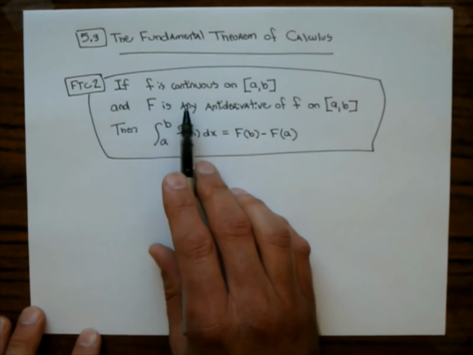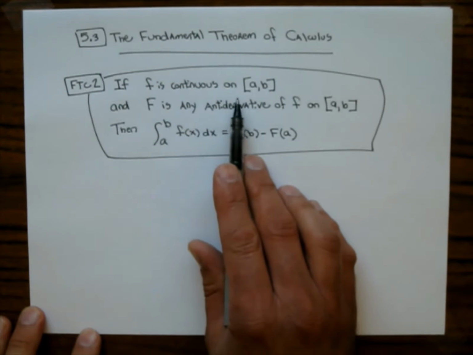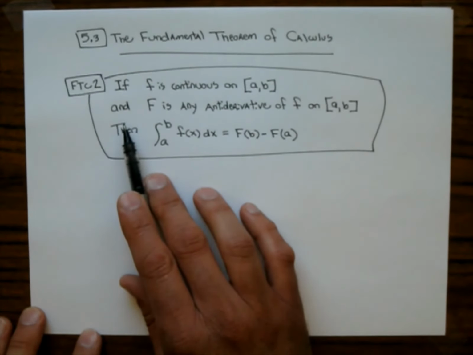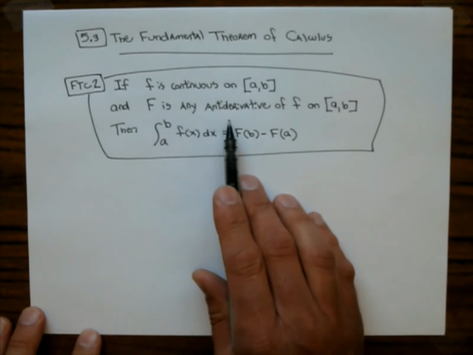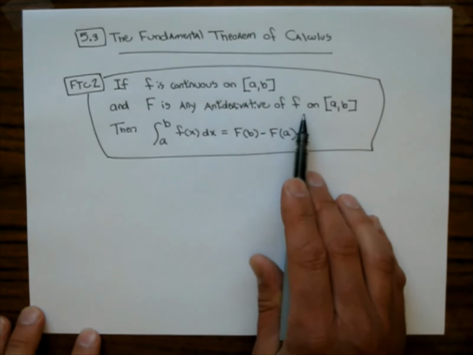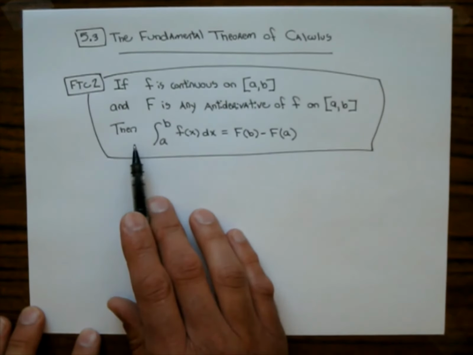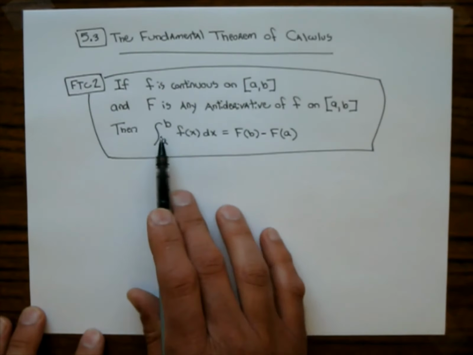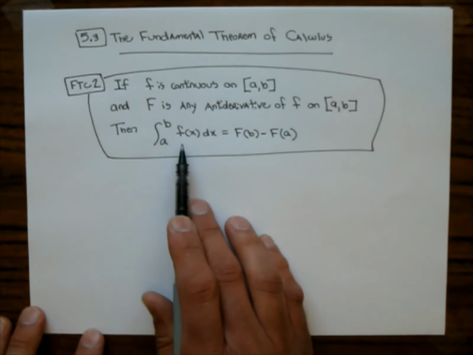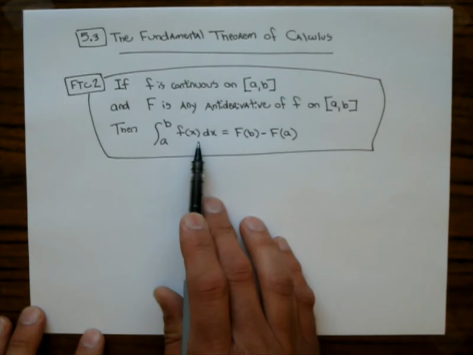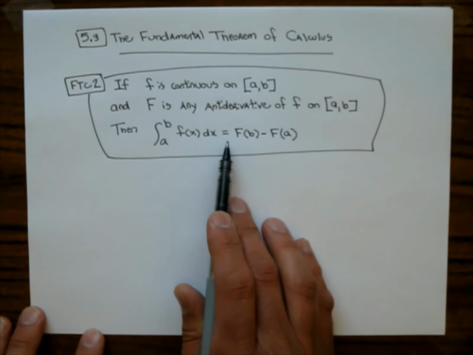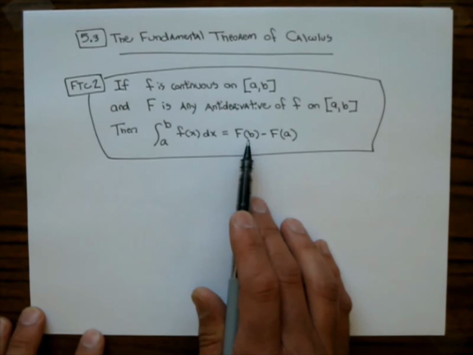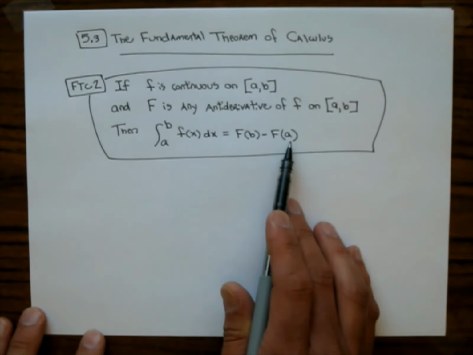If little f is continuous on a closed interval [a, b], and big F is any antiderivative of little f on [a, b], then the net area, this was our definite integral from a to b of f of x dx, equals the antiderivative F of b minus F of a.